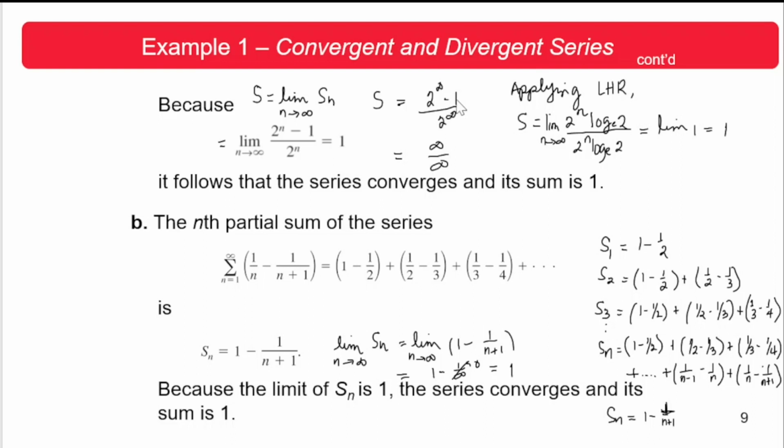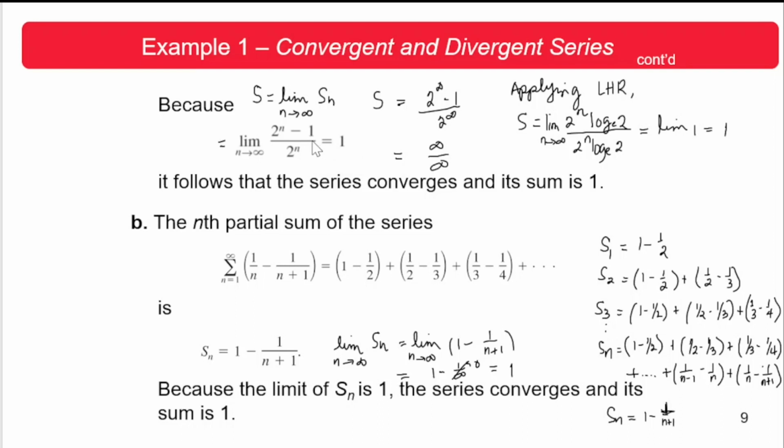But 2 raised to infinity minus 1 is infinity. Same with 2 raised to infinity. This is also infinity. And the form is indeterminate, which indicates that we need to apply L'Hopital's rule to evaluate the limit of the nth partial sum.